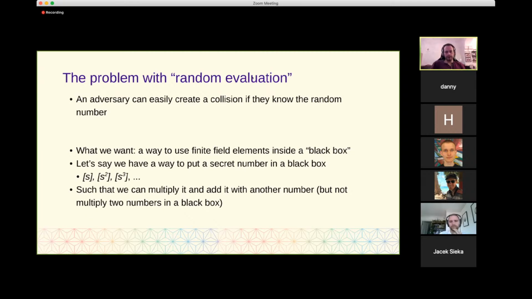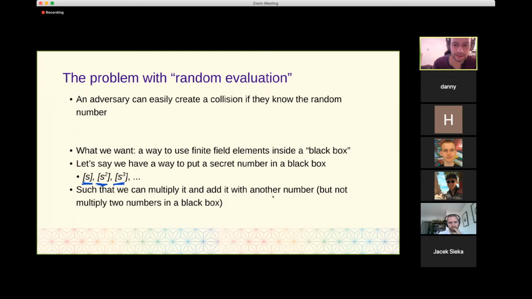So what we actually want is some way of instead doing this inside a black box. What would be nice is if we can put a secret number, which I call S here, S for secret, into a black box. I denote this black box by the square bracket here. And let's also add into black boxes the powers of that number, so s squared, s to the power of 3, and so on. This is all just imagining how nice it would be if we could do that, so that we can multiply it by a field element, by a scalar, and add.